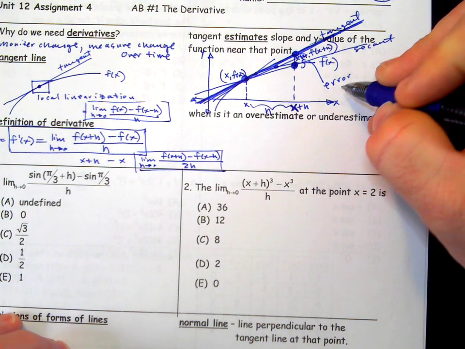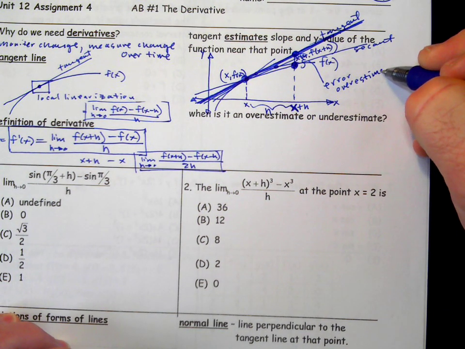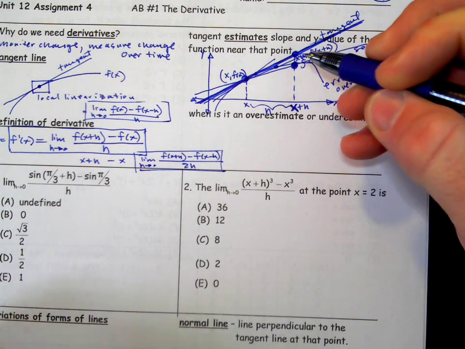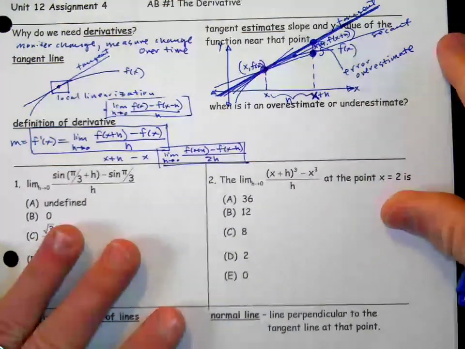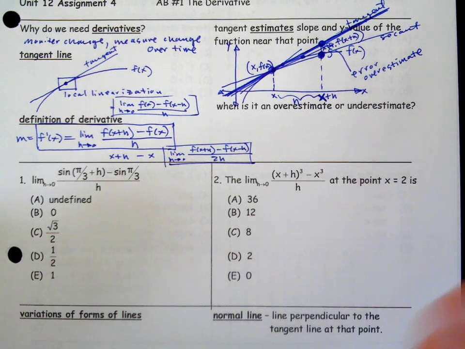It's not going to be perfect. This is an overestimate because it's bigger than the actual value. And if our tangent line was below the curve, then it would be an underestimate. So how do we know if it's an over or underestimate without having to have a picture?